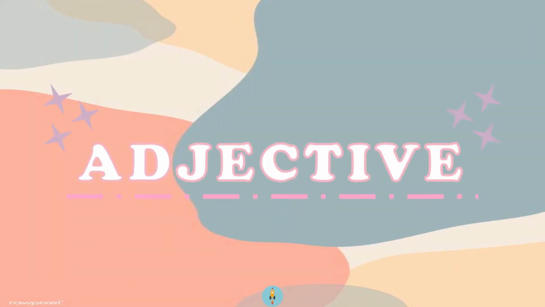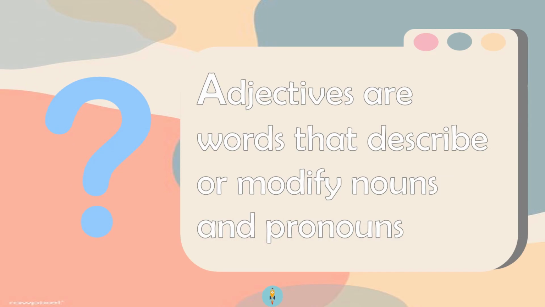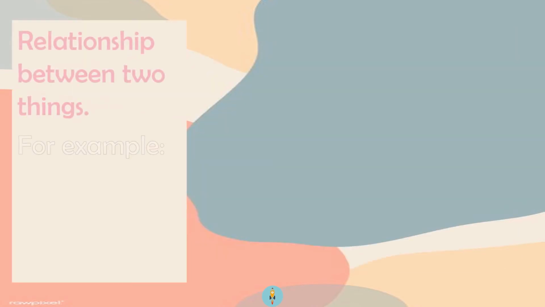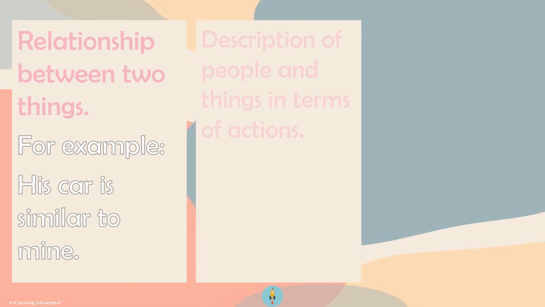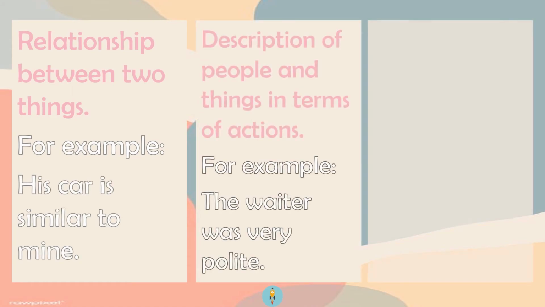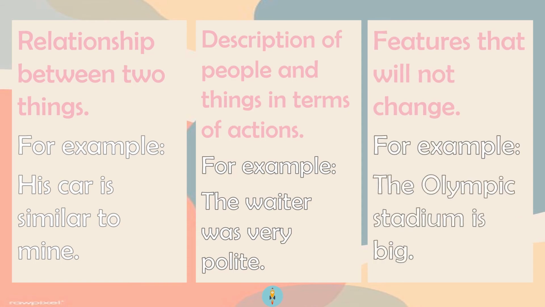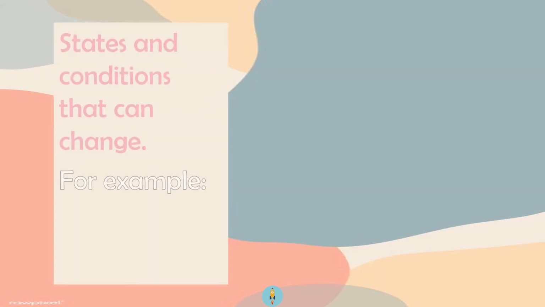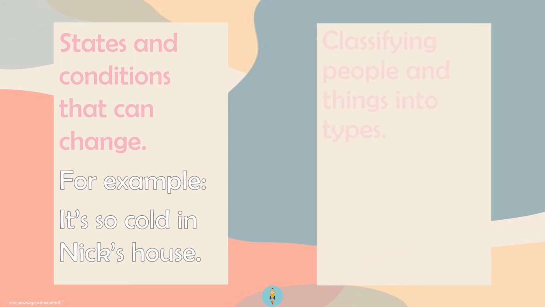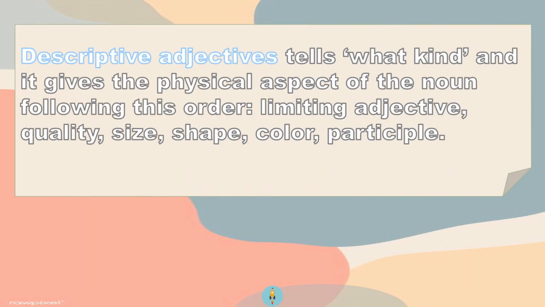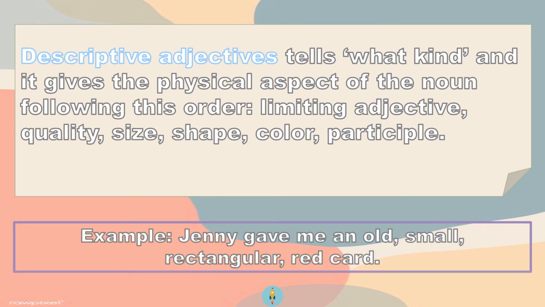Now let's proceed to adjectives, which are words that describe or modify nouns and pronouns. They can describe relationships between two things, description of people and things in terms of actions, features that will not change, states and conditions that can change, and classifying people and things into types. Descriptive adjectives tell what kind, and it gives the physical aspect of the noun following this order: limiting adjective, quality, size, shape, color, and participle.